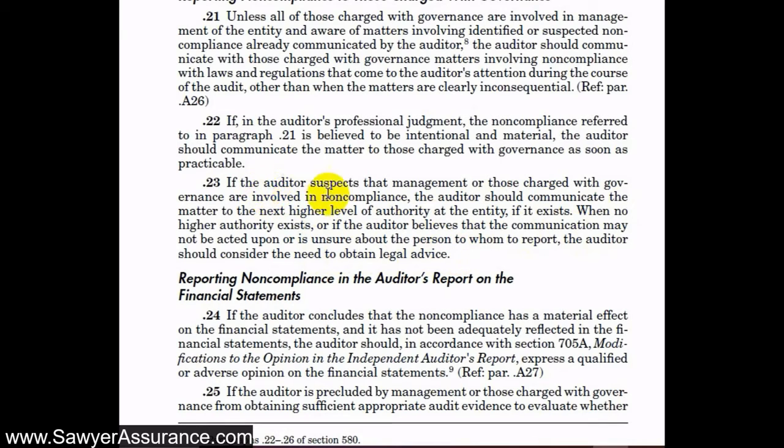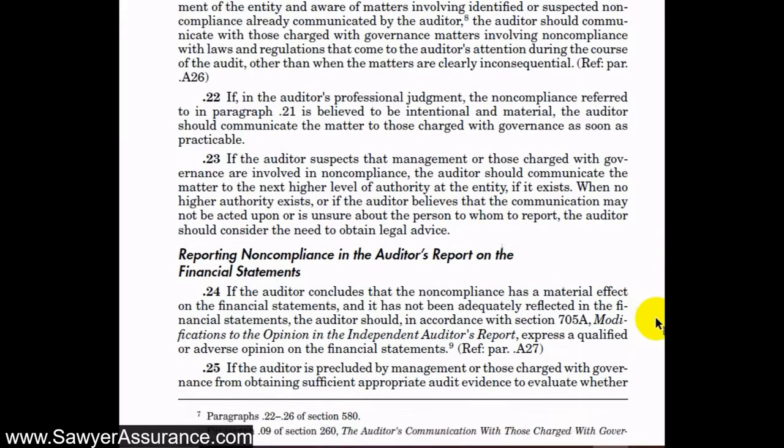So if this is taking place at the middle manager level, then certainly we can communicate that matter to higher level management or those charged with governance and let them take care of it. But if it turns out the noncompliance is happening at the top level of management, there's really no one that's monitoring them, then we need to consider possibly looking outside of the entity to report that to.